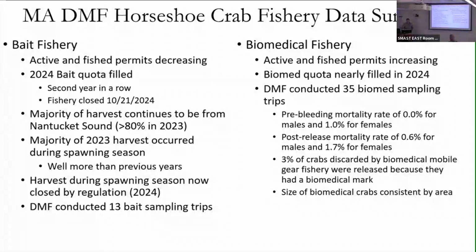For the biomedical fishery, active fish permits are increasing. The quota was nearly filled in 2024, as it was in 2023. We conducted 35 biomed sampling trips. It was a 0% mortality rate for pre-bleeding crabs for males and 1% for females. Post-bleeding mortality for males was 0.6 and 1.7 for females. 3% of discarded crabs were discarded because they had a mark showing that they had bled previously that year. The size of biomedical crabs has been consistent by area over time.